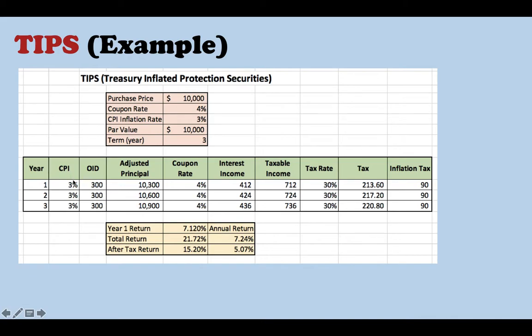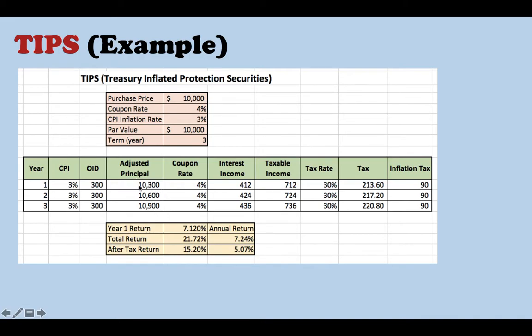So we have a CPI inflation rate of 3% each year. OID is the original issue discount. So you just have to know OID is equal to the 3% inflation rate times the par value. So that gives you the annual inflation amount. Then you add this amount to the original principal, and you will get the adjusted principal for each year.